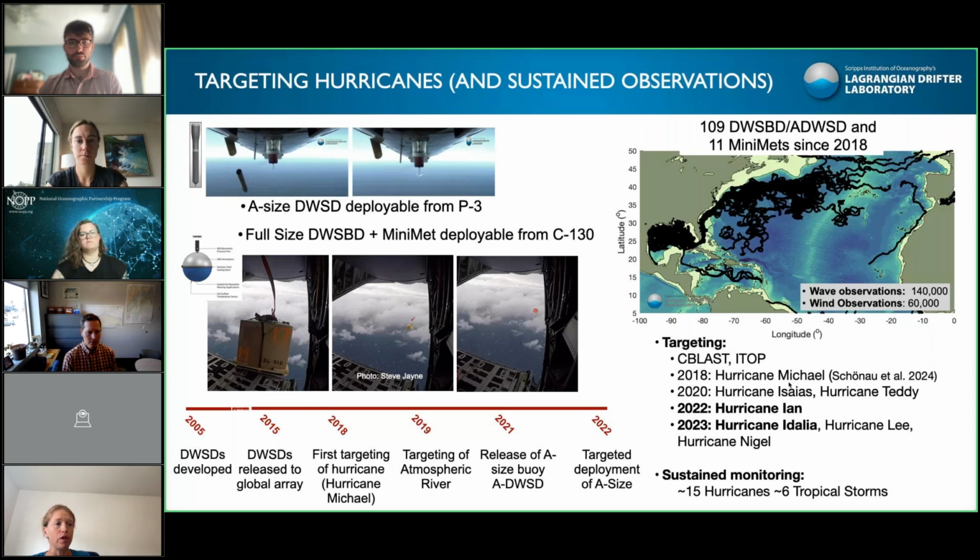So the first hurricane we targeted with wave drifters was Hurricane Michael in 2018. There's a recently published paper on that, as well as Hurricane Isaias, Hurricane Teddy. But of course, as Jim mentioned, the ones that we've gotten during the NOPP program are Hurricane Ian, Hurricane Idalia, and Hurricane Lee. And today I'll show you mostly results from Hurricane Ian and Hurricane Idalia. But since 2018, we've had a lot of success in deploying wave drifters specifically to target hurricanes, as well as our mini MET drifters I mentioned, which actually take surface wind observations.